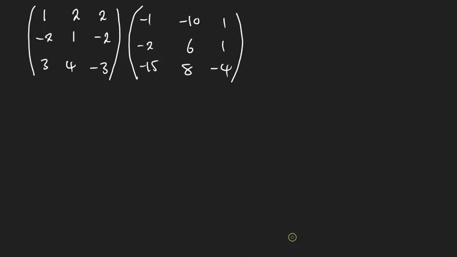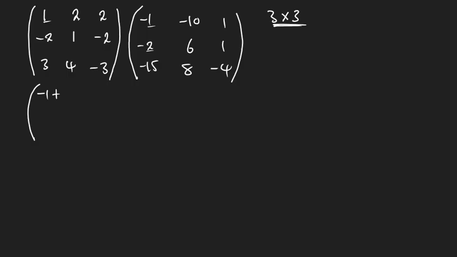Now, from there, I know what order this is. It's a 3 by 3 matrix. So now I can do the same thing that I did. I'll start row by column: 1 multiplied by 1 multiplied by negative 1, negative 1, plus 2 multiplied by negative 2.